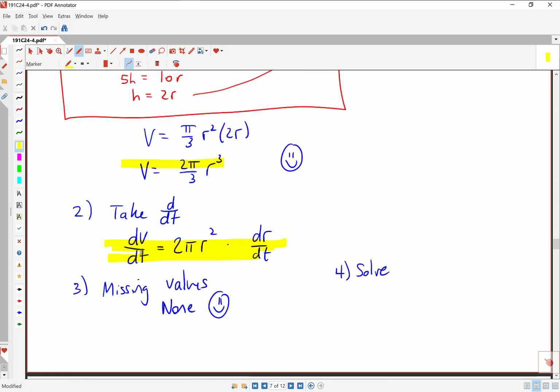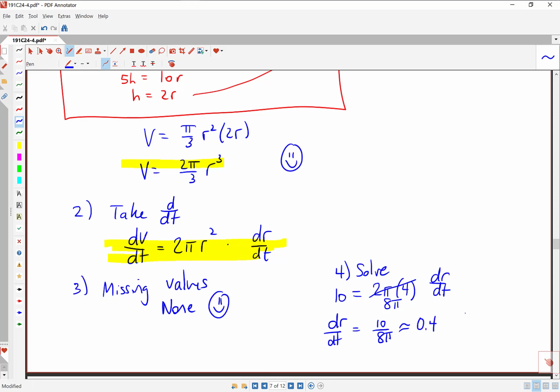Okay, so plugging everything in here, 10 cubic meters per second for the dv by dt. R is equal to 2, so it's 2 pi times 4 times the mystery dr by dt. Can multiply all this stuff together to say it's 8 pi. And then we say dr by dt is equal to 10 over 8 pi, which, if you want to put it into your calculator, is about 0.4. And then units, meters for the radius, and seconds for time.